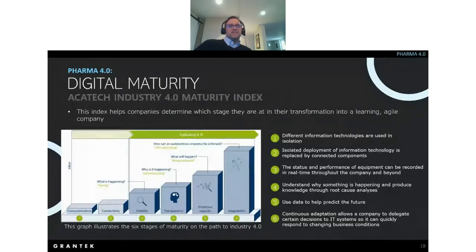It makes the 6 stages of maturity clear, moving from computerization through to connectivity, visibility, transparency, predictive capacity, all the way to adaptability. At phase 1, different information technologies are used in isolation, and at the opposite end of the spectrum, self-optimizing systems are integrated to allow the delegation of decision-making to digital systems in response to changes in the operating environment.